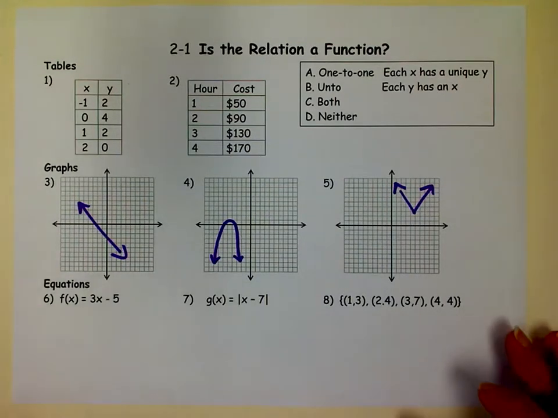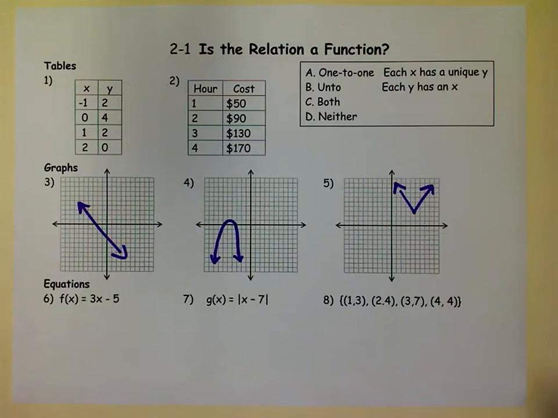We're going to determine whether they're functions, and if they are a function, we're going to figure out if they're one-to-one, onto, both, or neither. Remember, the definition of a function is a relation. Remember, a relation is a set of ordered pairs. So the definition of a function is a relation where every x, each and every x, has exactly one y.